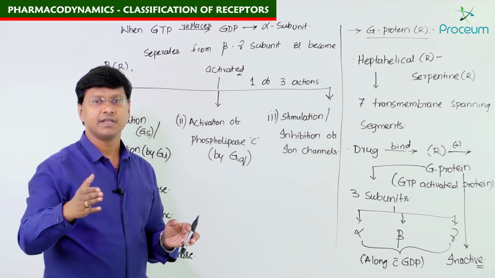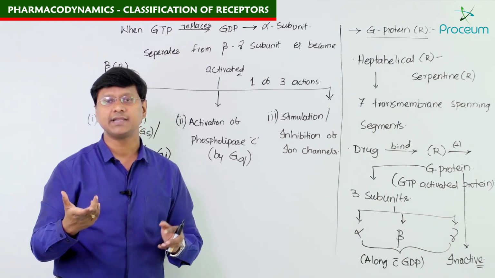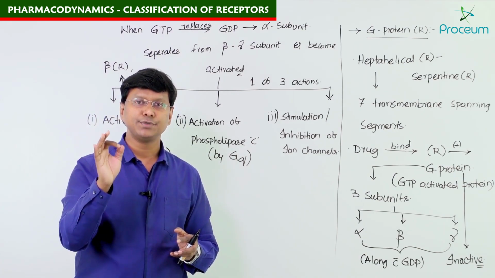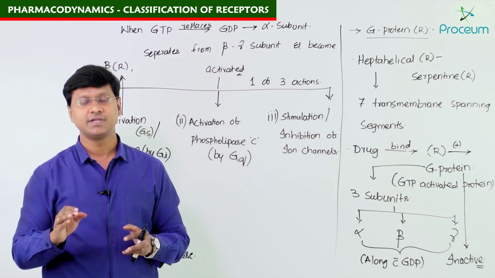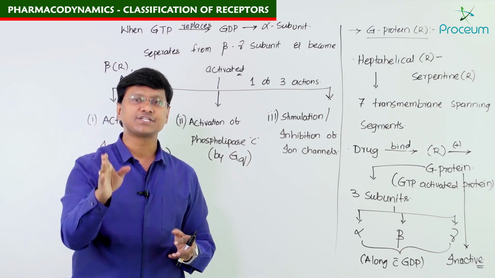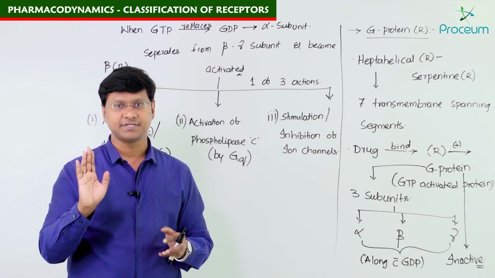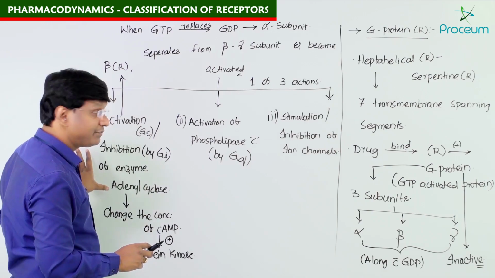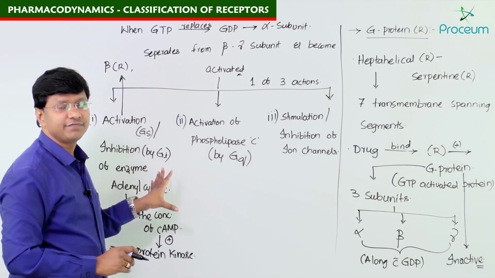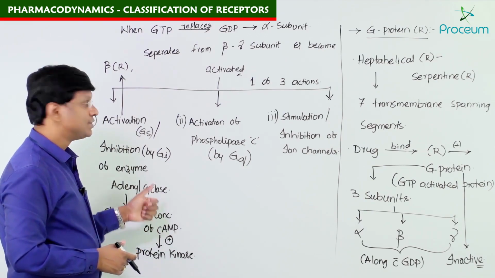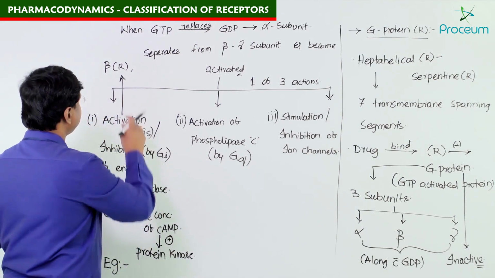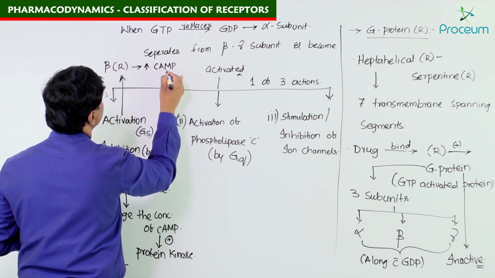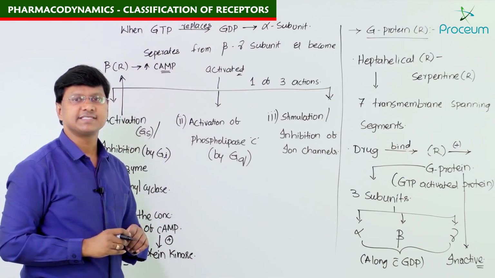Remember, in the further part of the discussion, we will be discussing a system called the adrenergic nervous system. In the adrenergic nervous system, the neurotransmitters are epinephrine and norepinephrine. Epinephrine and norepinephrine act via the alpha and beta receptors. The beta receptors act by the activation of the adenylyl cyclase enzyme. So beta receptors will increase the cyclic AMP.